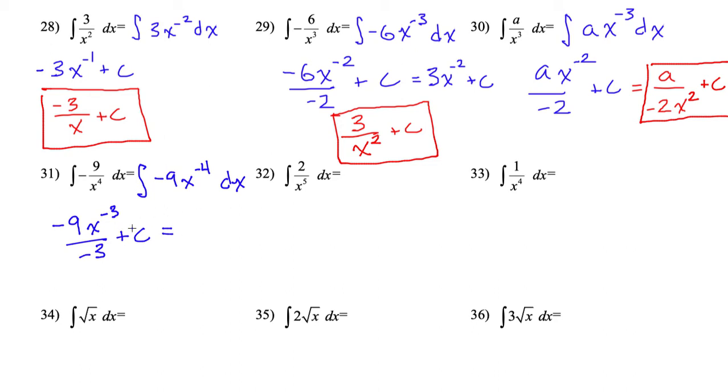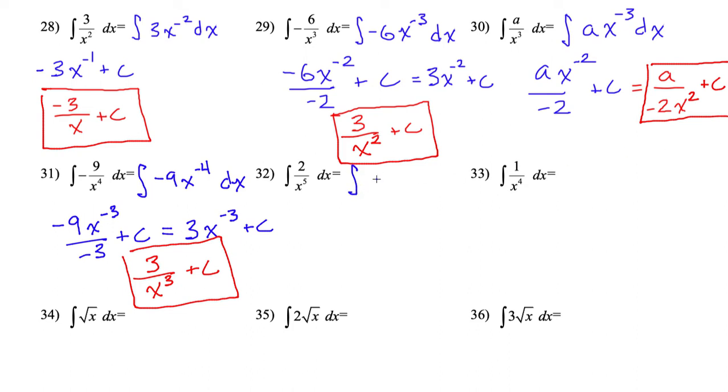I can simplify that fraction. Negative divided by negative is a positive. 9 divided by 3 is 3, so I really have 3x to the -3 plus c, and then get rid of the negative exponents. The problem was given with positive exponents. And this is going to be 3 over x cubed plus c. Final answer, box it. Number 32, again, rewriting the form.